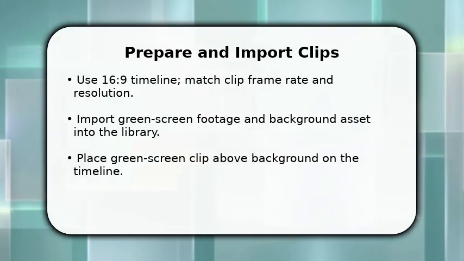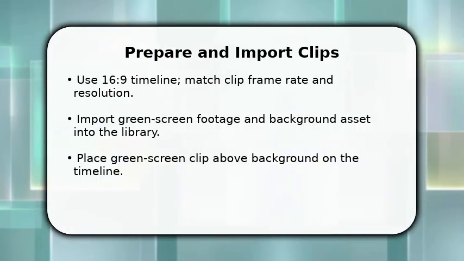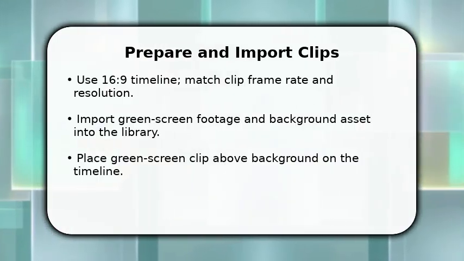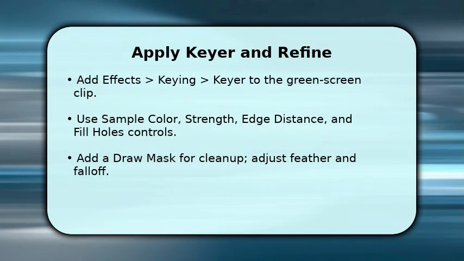Once done, skim the clip to identify problem frames. This helps you target spill and shadows early and makes the next steps faster and more precise. You now apply the Keyer effect and begin refining the matte because automatic removal rarely nails every edge.